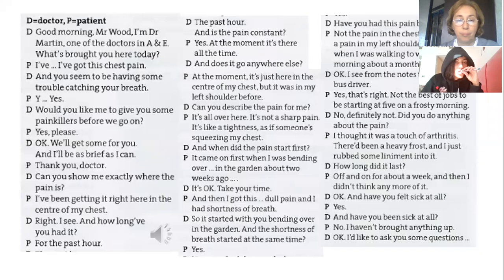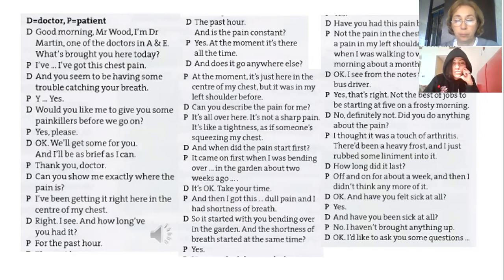Can you describe the pain for me? It's all over here. It's not a sharp pain. It's like a tightness, as if someone's squeezing my chest. And when did the pain start first? It came on first when I was bending over in the garden about 2 weeks ago. It's okay. Take your time. And then I got this dull pain and I had shortness of breath. So it started with you bending over in the garden, and the shortness of breath started at the same time?